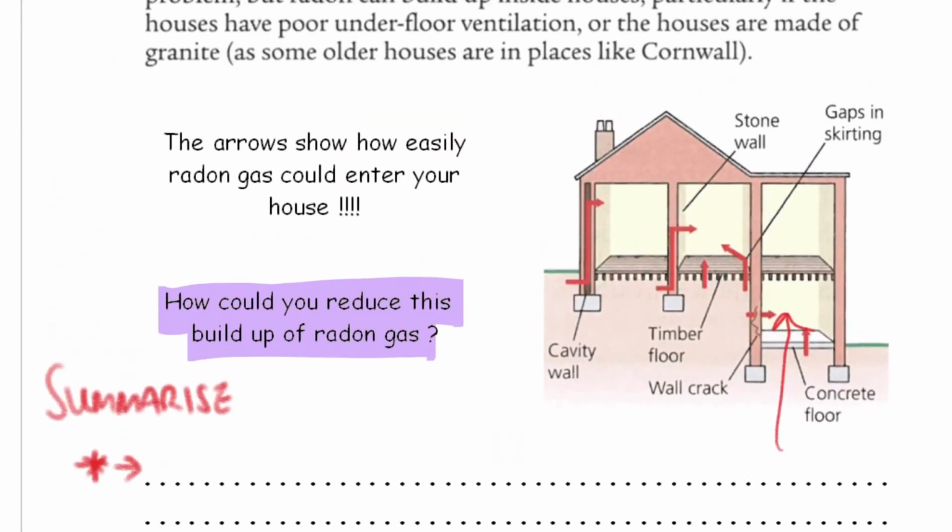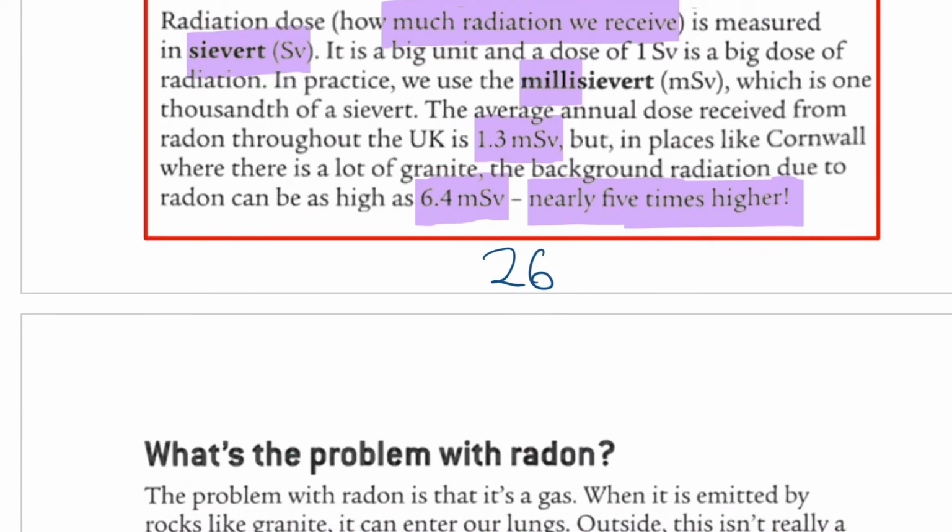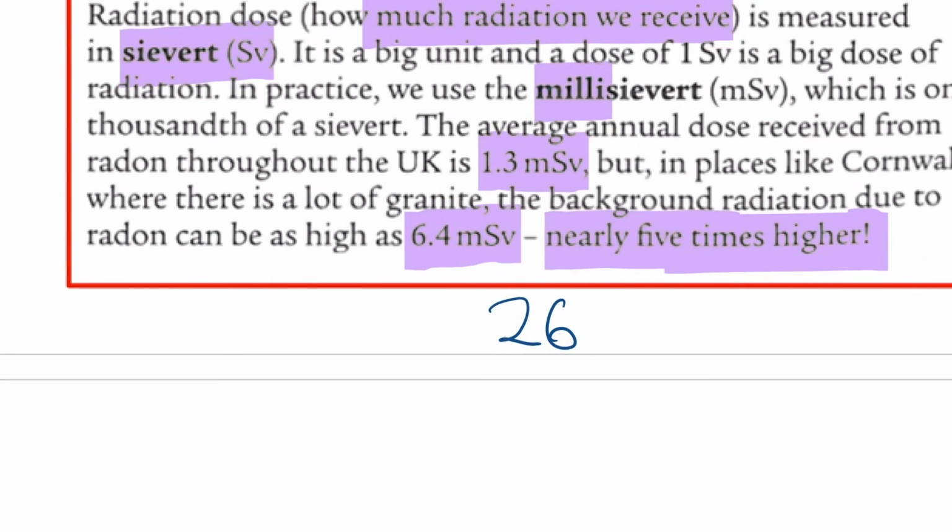So if we go back up a few pages, we can see, if I draw a circle around it, it says the average annual dose received from radon throughout the UK is 1.3 millisieverts.